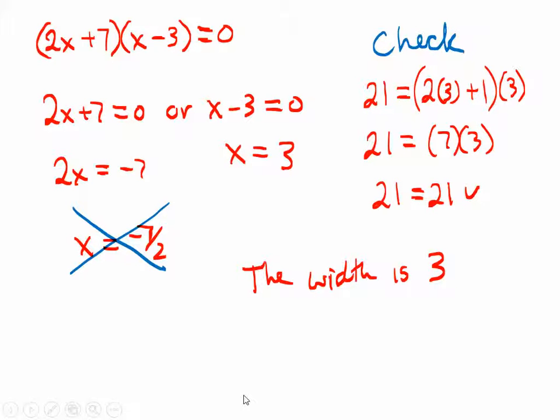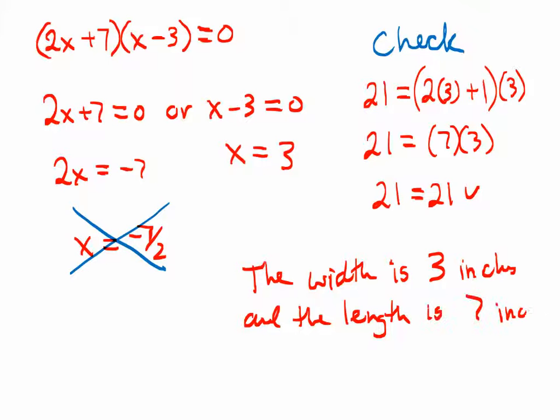So the width is 3 inches and the length is 7 inches. So notice, the sentence gives me what the variable was, gives me the number and gives me the units. That's kind of the best way to answer those.